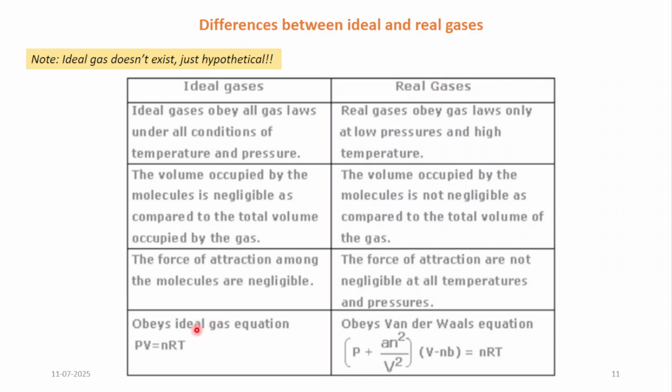Ideal gases obey the ideal gas equation PV equal to nRT. Real gases obey the van der Waals equation. These are the differences between ideal gases and real gases. Please note that ideal gas doesn't exist, it's just hypothetical, and whatever we have around us are all real gases.